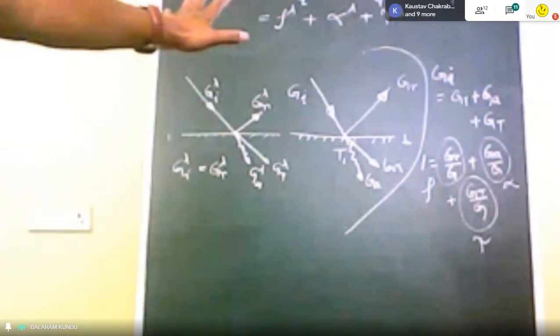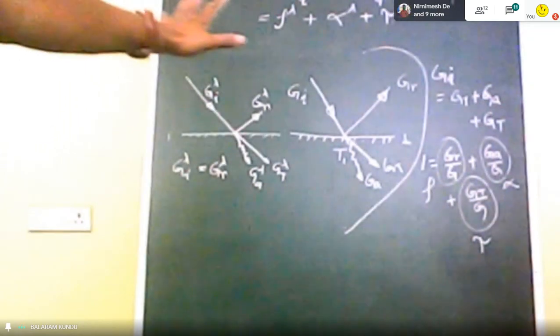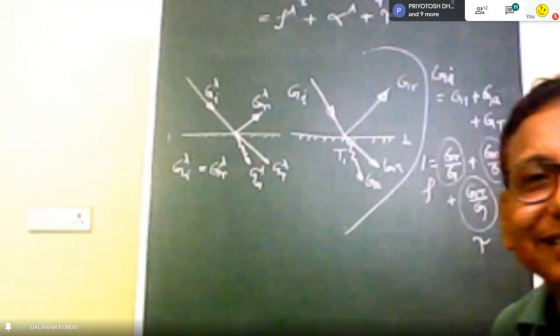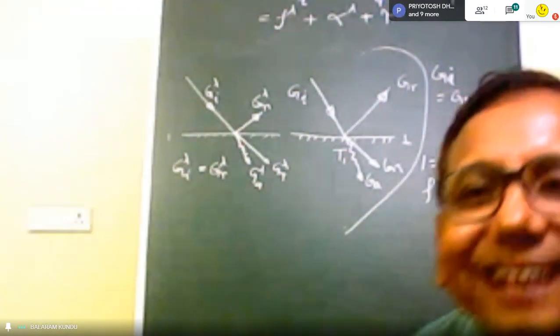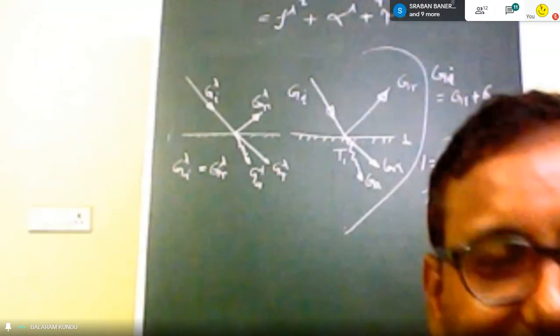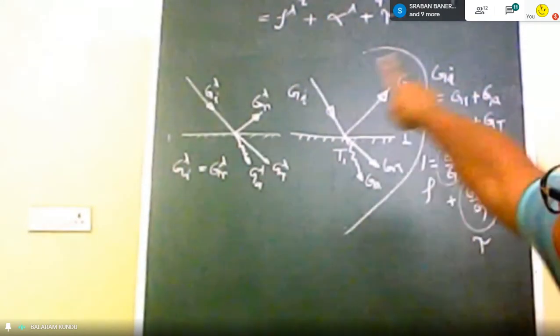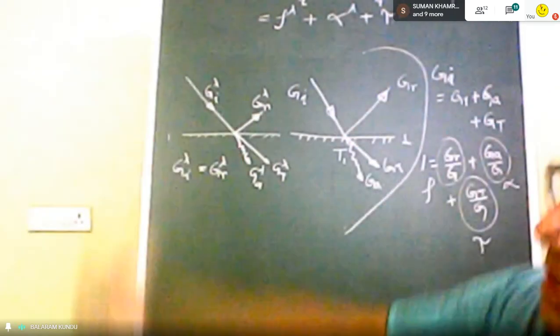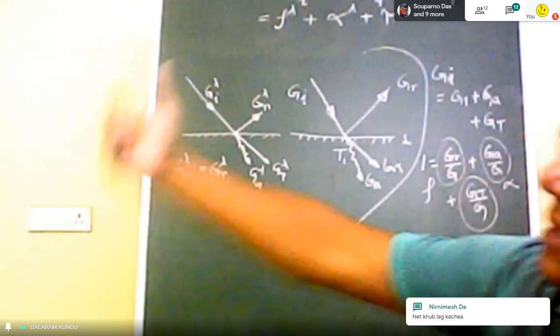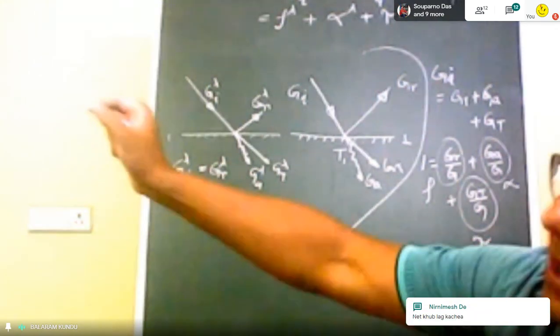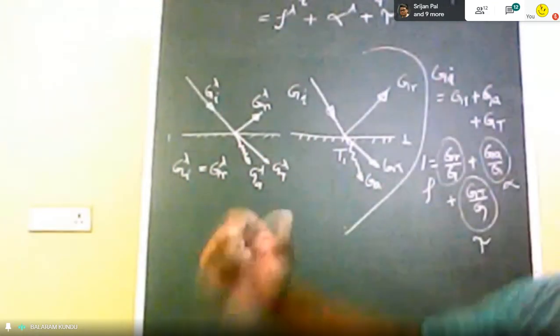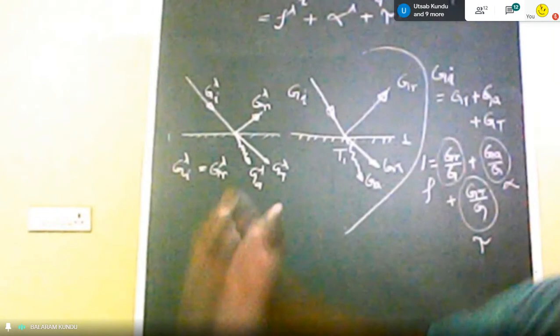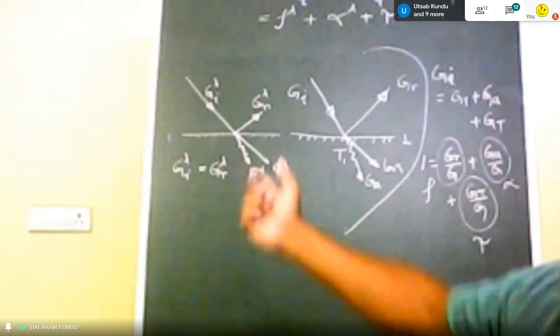So whether clear or not? It is okay. That means hemispherical absorptivity plus hemispherical transmissivity plus hemispherical reflectivity should be 1. Spectral reflectivity plus spectral transmissivity plus spectral absorptivity should be 1.